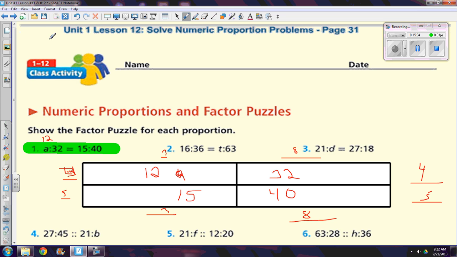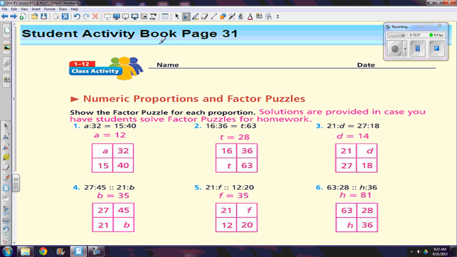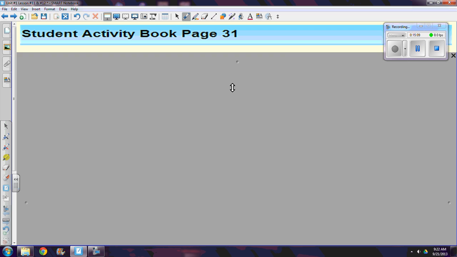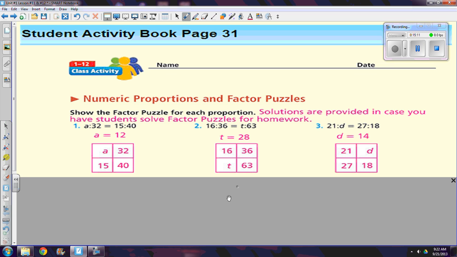It's hard to read, so let's actually just bring up the page with it. Just going to put my screen on. So there's your factor puzzle, A to 32, 15 to 40. Go ahead and look at and write down number 1. And then 16 to 36, write down number 2.